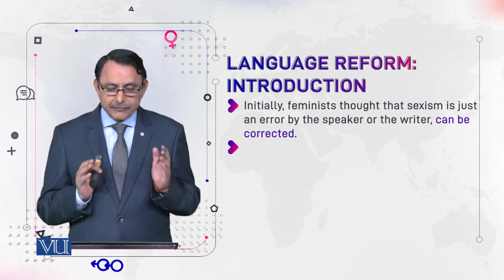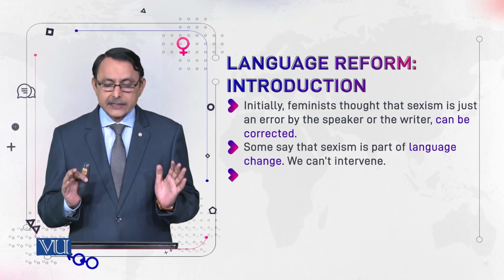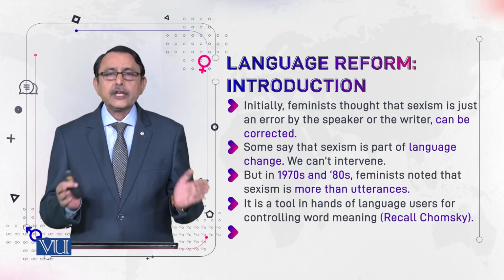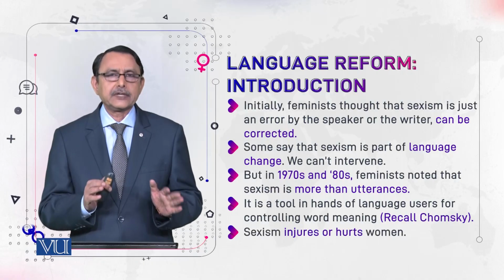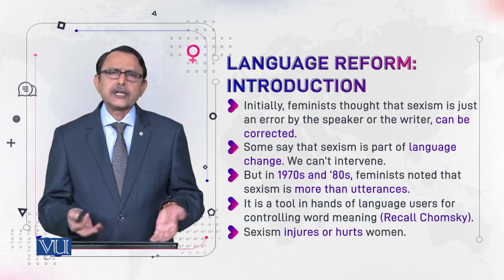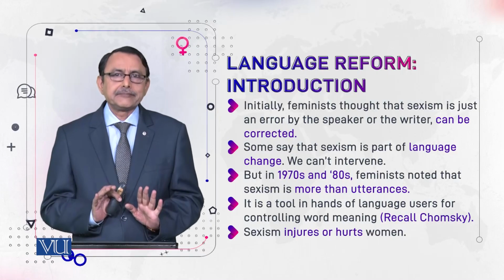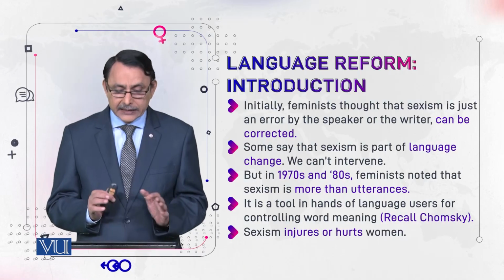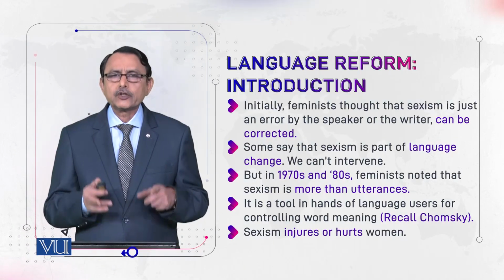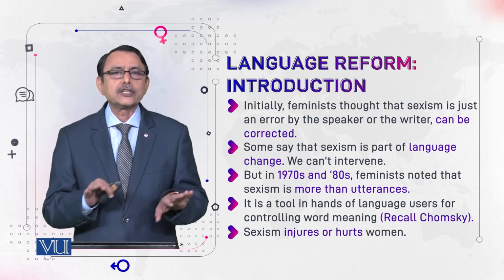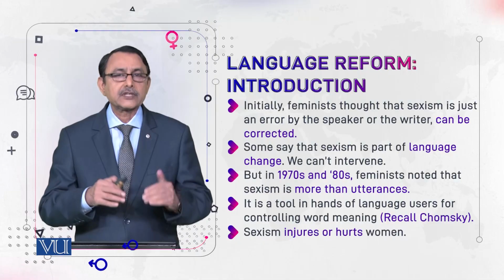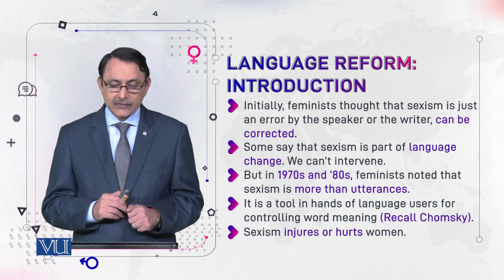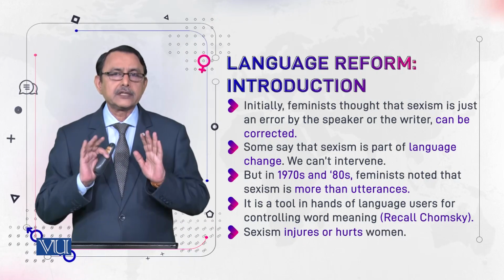Initially, feminists thought that sexism is just an error, a slip of tongue. So if somebody points out that you have made this mistake, it can be corrected. They took it very lightly. Some gender scholars say that sexism is part of language change. You cannot stop it, you cannot reform it. This is the second opinion. But in the 70s and 80s, feminists took this issue very seriously.